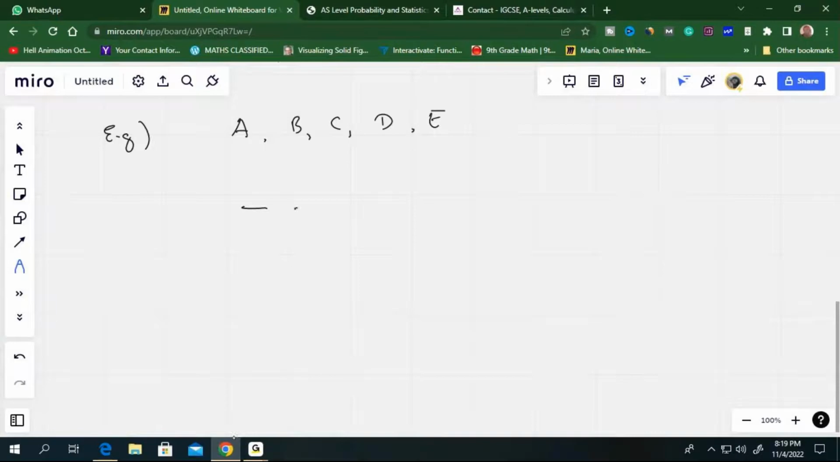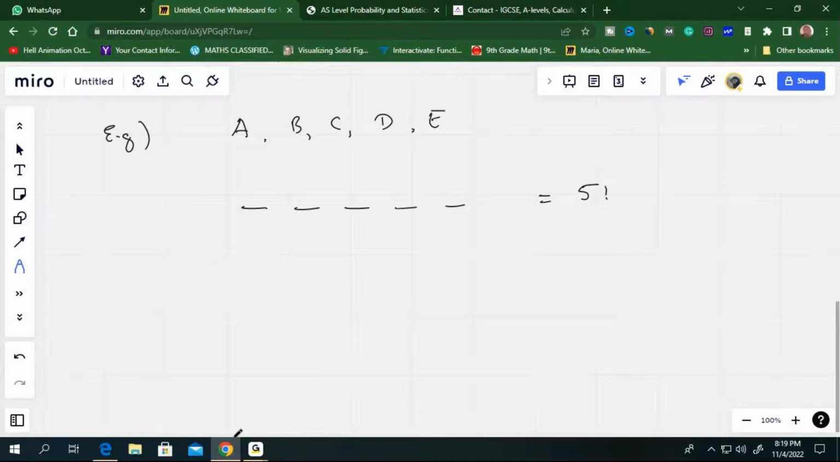So I need to make a word involving all these five letters in such a way that these letters must not be repeated. All the letters must be unique. So how are you going to answer me? How many ways? 5 factorial, yes. So why are you calling it 5 factorial? What's the reason behind this?